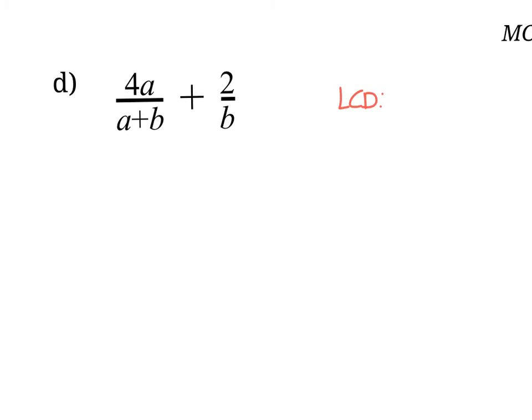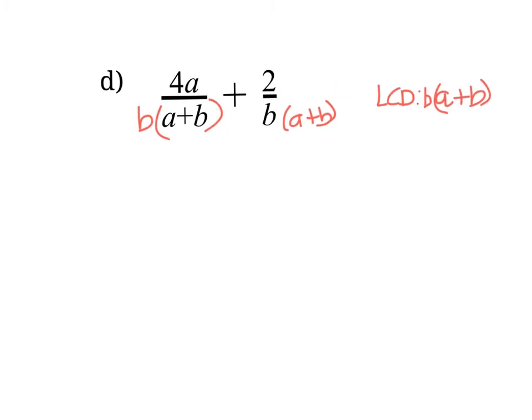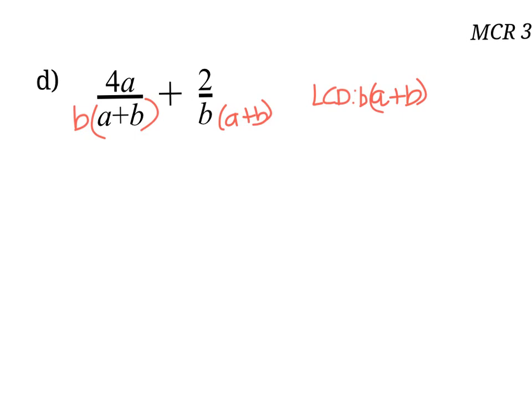We can only create lowest common denominators by multiplication. So the lowest common denominator is going to be both of these things multiplied together. So it's going to be b times a plus b. I can multiply this guy by a plus b and multiply this guy by b, and I'll create that lowest common denominator. We cannot create those LCDs from adding and subtracting. So let's finish off by multiplying the numerator by whatever we did in the denominator.